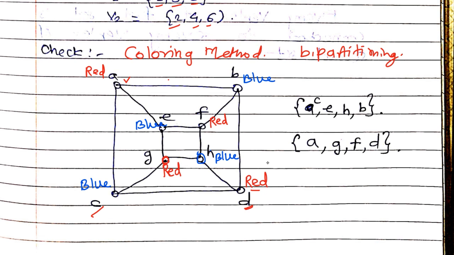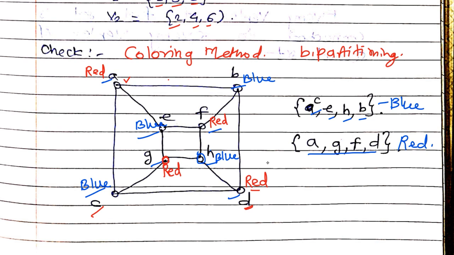So combine all blue colored. Blue colored are C, then E, H and B. So C, E, H and B, these are the blue colored vertices. In the second set we are having red color vertices, that is A, then G, then F and D. So A, G, F, D, these are red colored vertices. So these are the two sets. So these are the two disjoint sets of this graph.